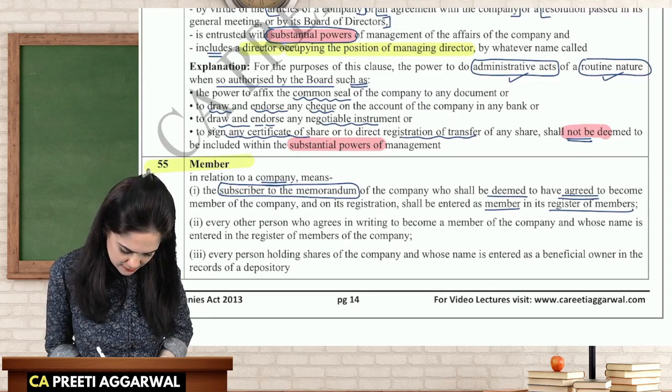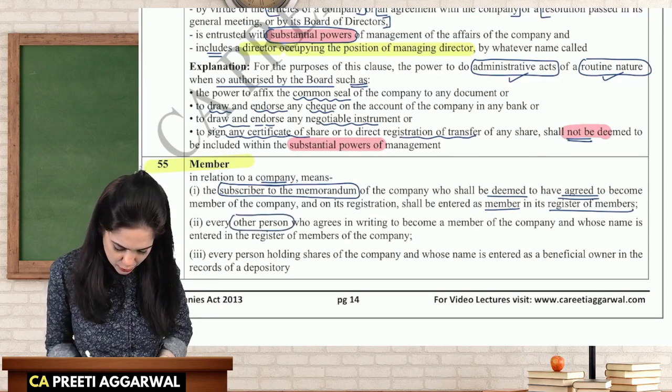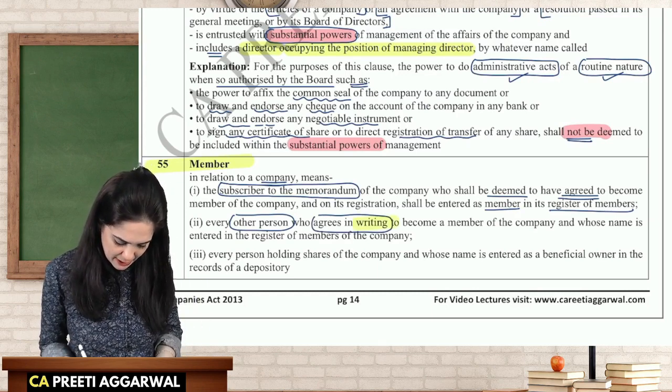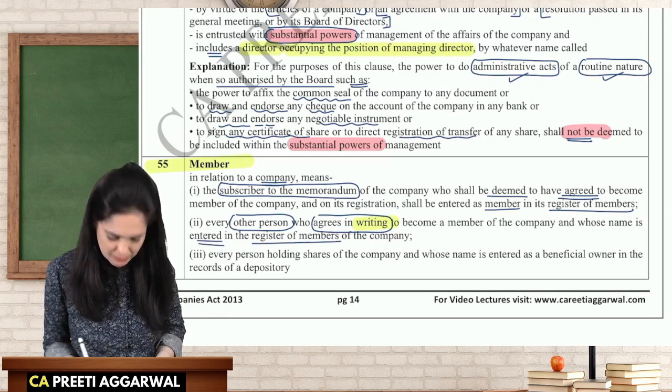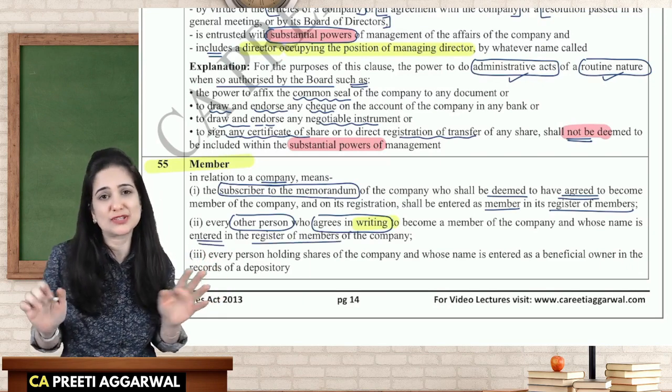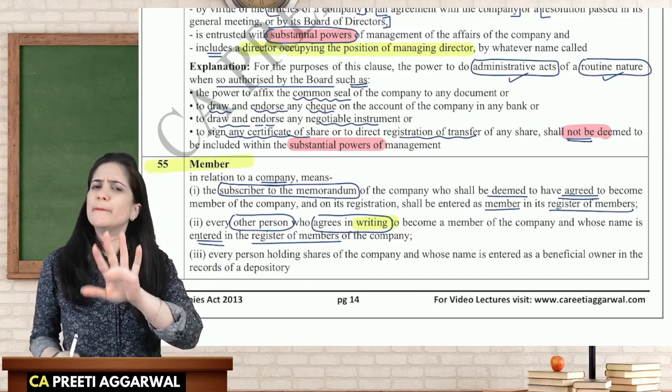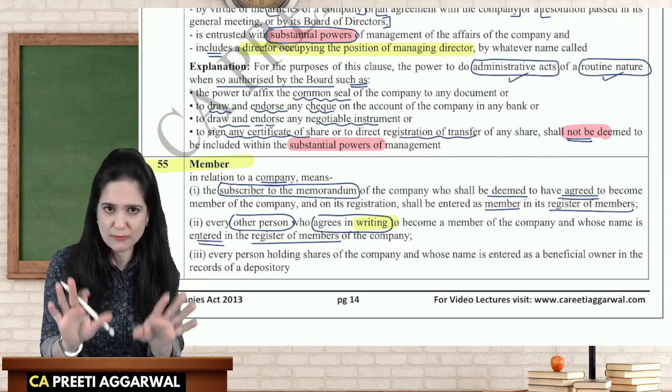Every other person who agrees in writing, so writing is the requirement of law. I have to make it in writing to become a member, and my name is entered in the register of members. If my name is not entered in the register, I'm just a shareholder. There's a difference between member and shareholder. Most of the times, member and shareholder means the same, most of the times.